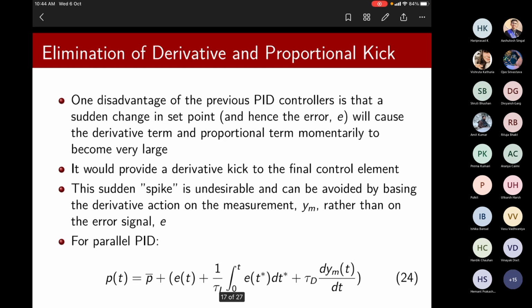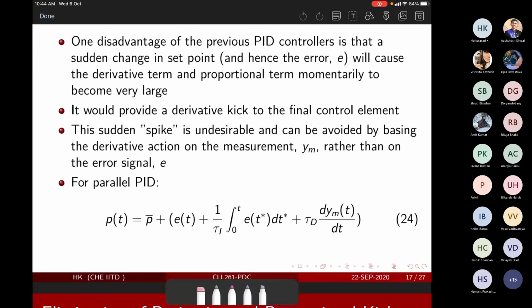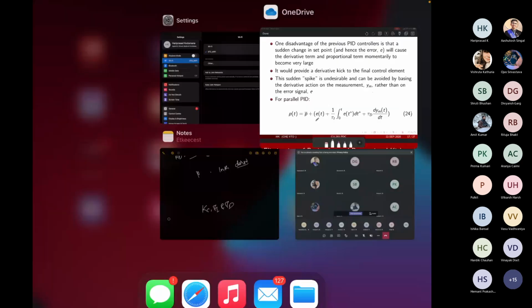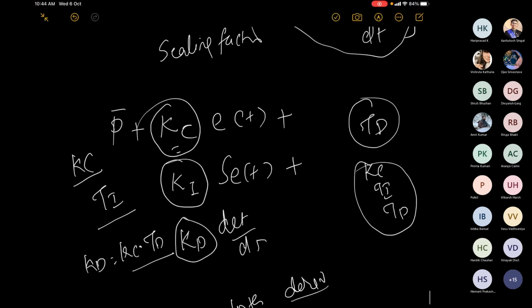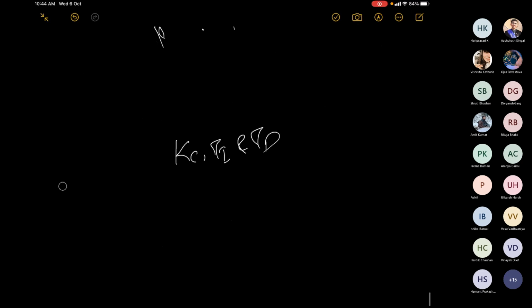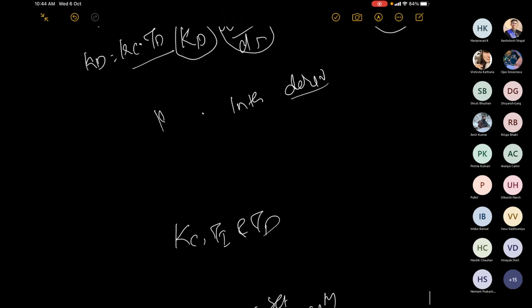So look at these two terms. Let's say there is a sudden spike in set point. What would happen? E would be Y set point minus Y actual, right? So your error would shoot up momentarily. It would be a huge shoot up.